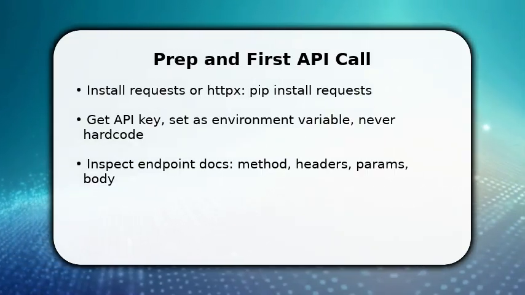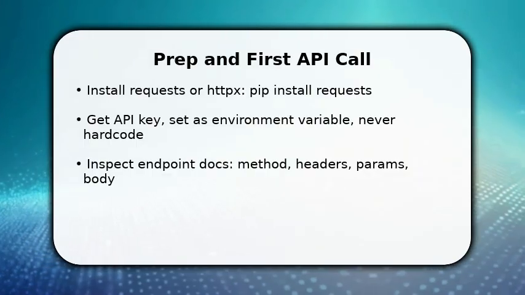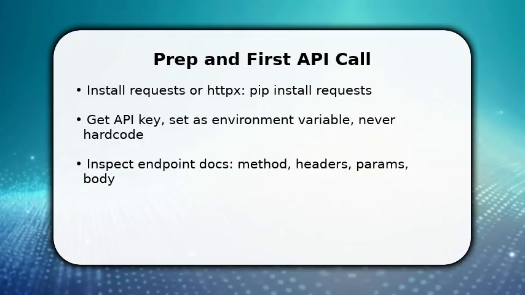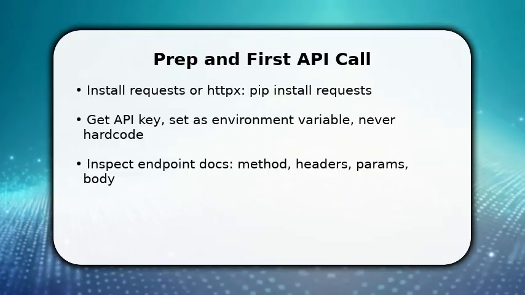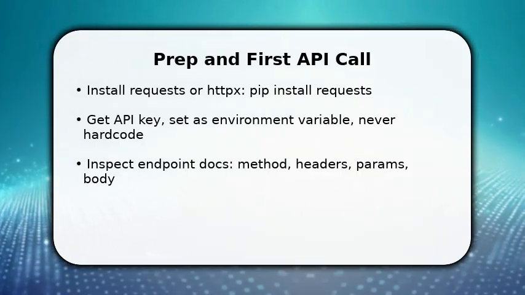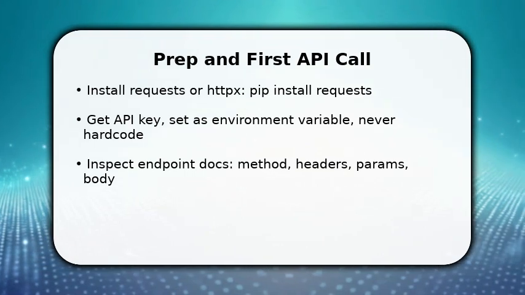Make the first call to the documented endpoint to receive a 200 response. This validates connectivity and key scope. While you run it, watch the response shape so you know what fields you must parse next.